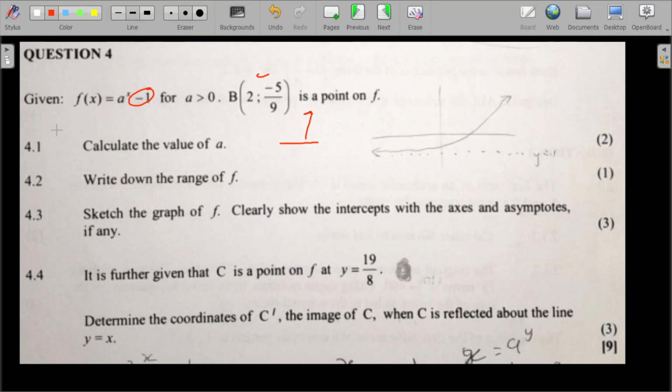And you sketch the graph, just an exponential graph. This is grade 11 work, so I believe people will do it. If you're in grade 12, I believe you know how to draw the graph of an exponential function. I think so.